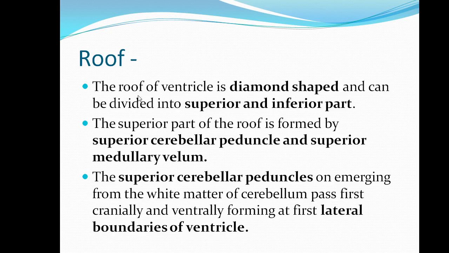The roof of the ventricle is diamond shaped and can be divided into a superior and an inferior part. The superior part of the roof is formed by the superior cerebellar peduncle and the superior medullary velum. The superior cerebellar peduncles, on emerging from the white matter of the cerebellum, pass first cranially and ventrally, forming at first the lateral boundaries of the ventricle.